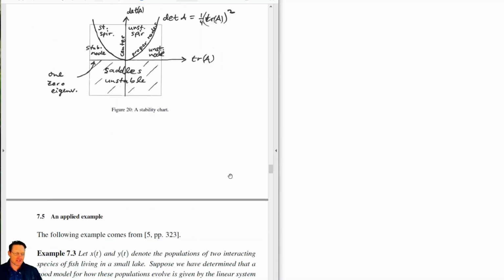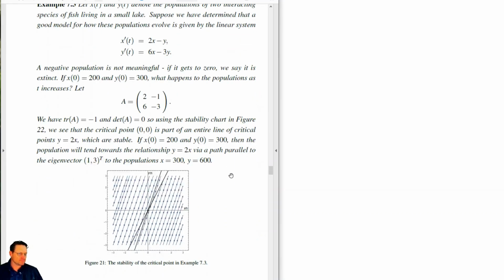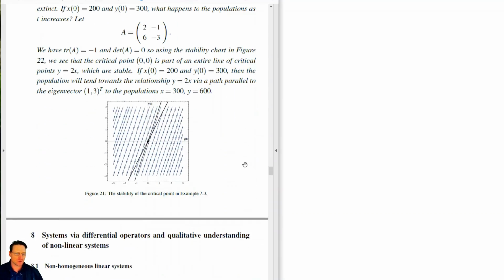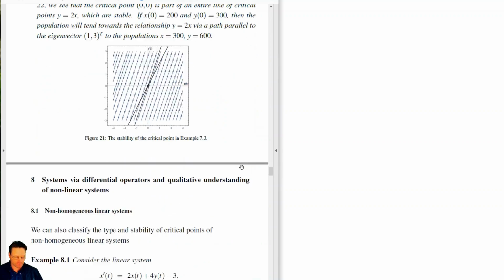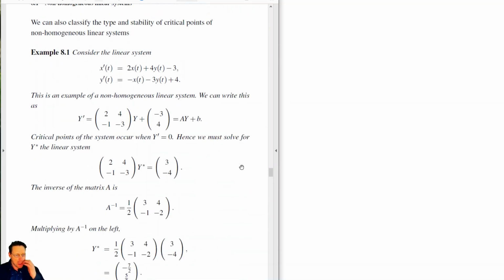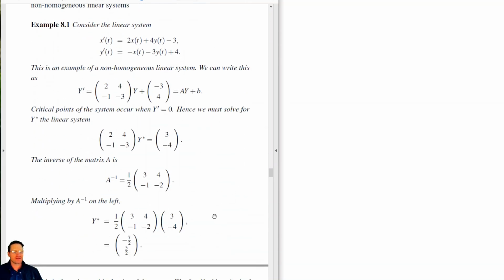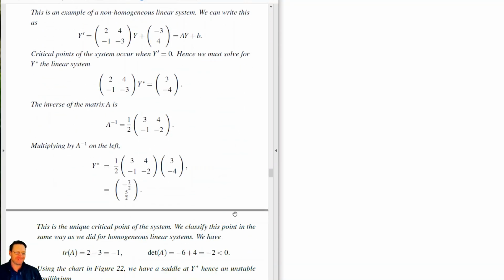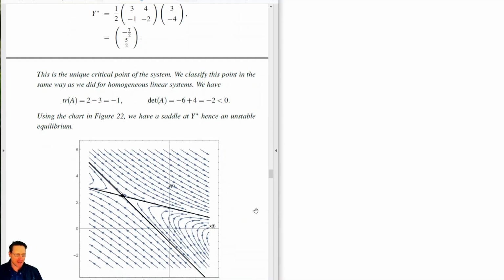The position of the saddle is not at 0, 0. It's shifted over because we have a non-homogeneous system. Okay, so the position is at the critical point. So let's have a look at the diagram now. So we see that we have a saddle, so a hyperbola within those asymptotes, which are the lines that we see.